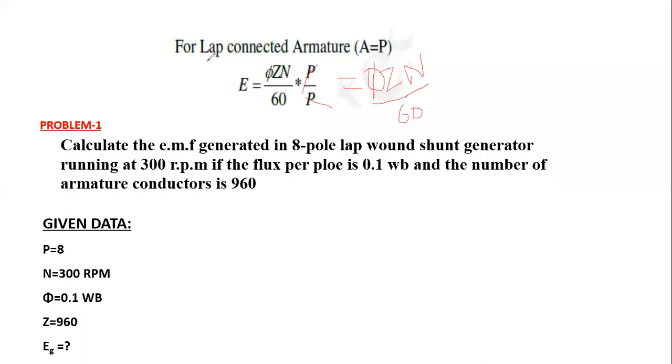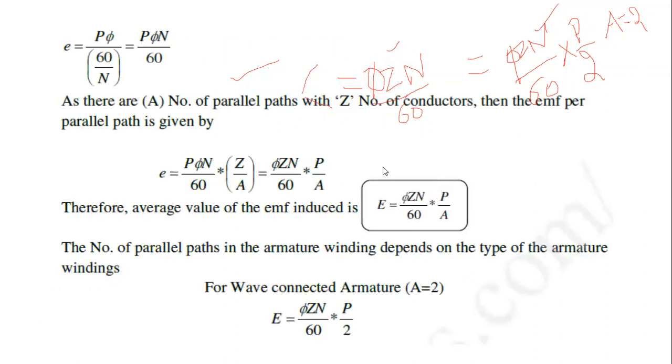This is the EMF generated in the lap winding. The EMF generated in the wave winding will be pi Z n by 60 into P by 2, where A is equal to 2. We have two types of windings: in wave winding A is equal to 2, and in lap winding A is equal to P. Substituting these, we obtain the two equations, one for wave winding and one for lap winding, for the EMF induced in a DC generator.